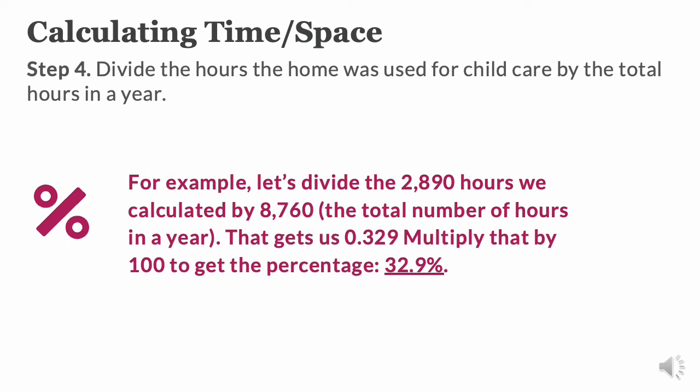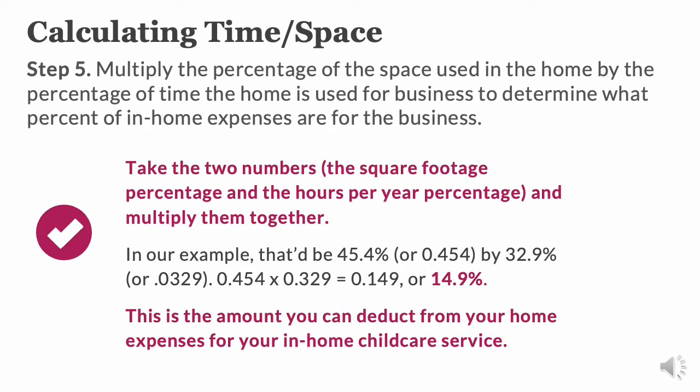In step 4, you'll divide the hours the home was used for childcare by the total hours in a year. In our example, we divide 2,890 hours that we just calculated by 8,760 to get 0.329, which as a percentage equals 32.9%. Step 5, the base percentages, time and space, get multiplied here for the combined percentage.